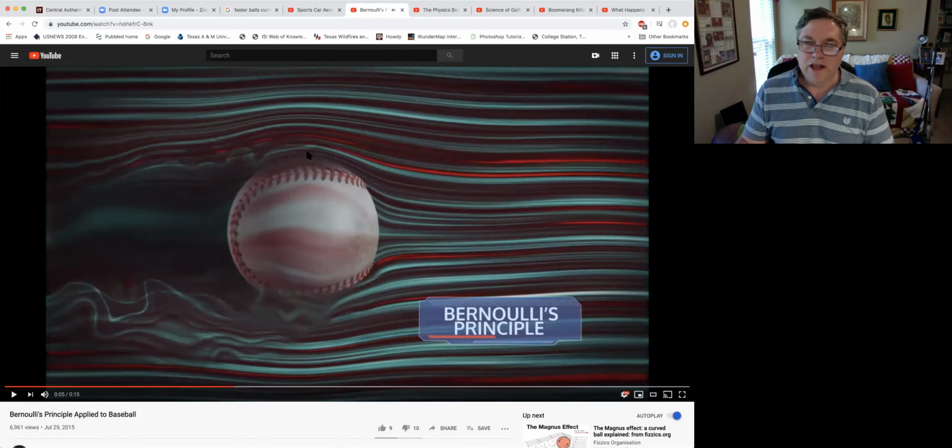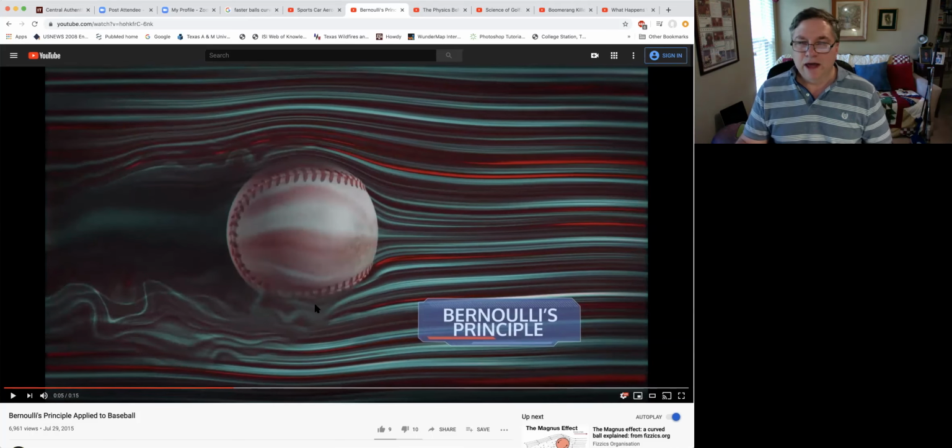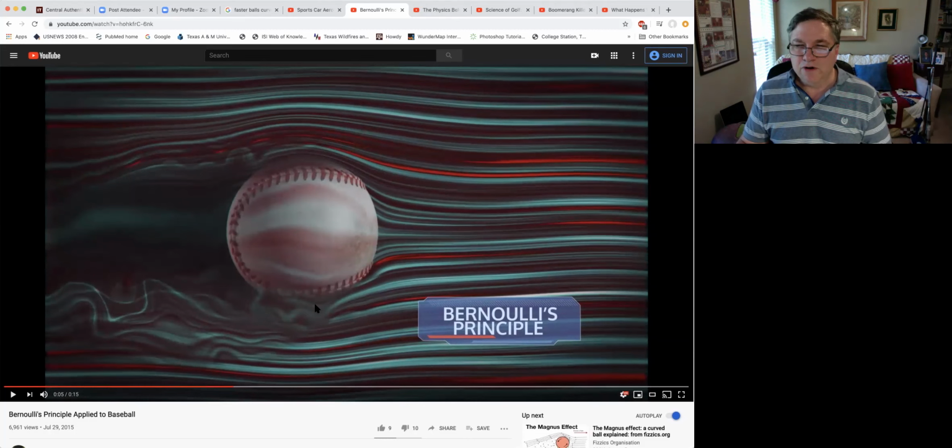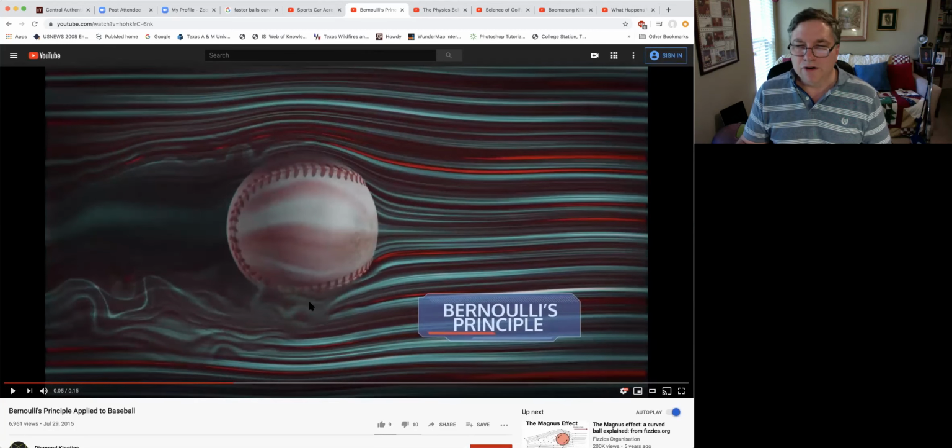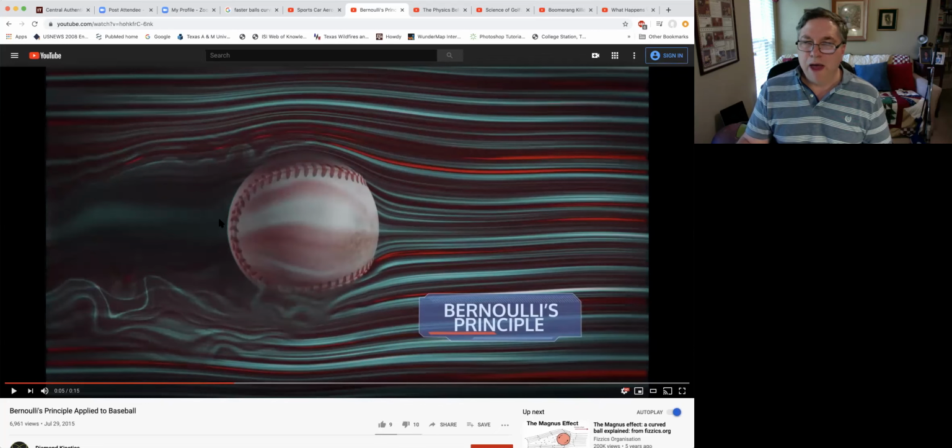As it's turning, the air molecules are moving faster on top, slower on the bottom. You can almost see them piling up here. And that is going to be creating higher pressure on the bottom, lower pressure on top. So with a backspin, the ball tends to rise. This happens especially a lot with golf balls and also a fastball.